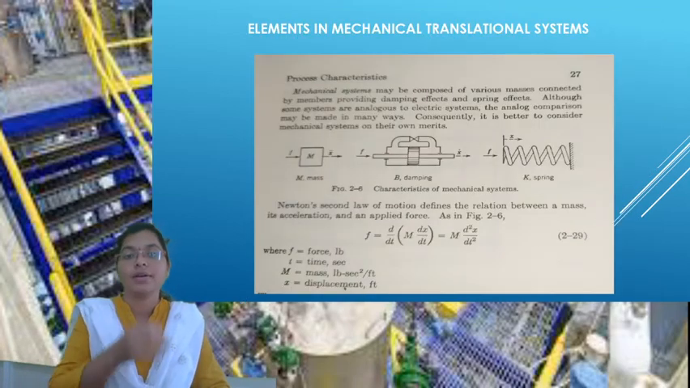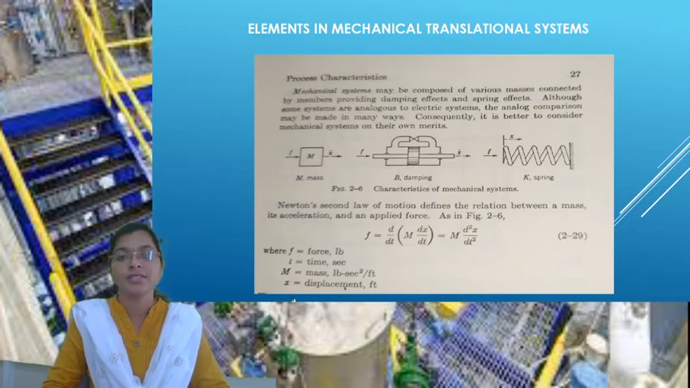Now, elements of mechanical translational systems. This is entirely related to your control systems actually, so I am not giving that much explanation for this. I'll just give you the materials. What are the different types of elements you are going to use in mechanical translational systems? What is meant by a mechanical translational system?